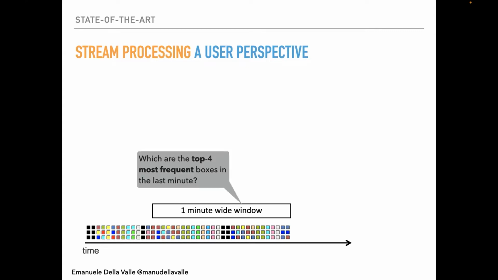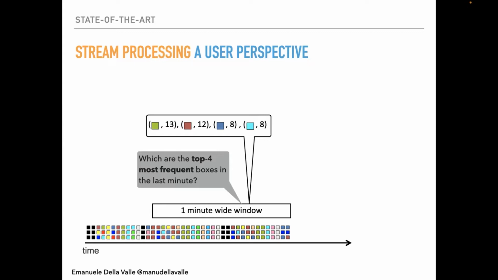So one possible question will be, which are the top 4 most frequent boxes in the last minute? That of course requires to open this 1 minute wide window. And then you go and you look into the colors, and you may have an answer that it is, for instance, there are 13 green boxes, 12 red boxes, 8 blue boxes, and 8 light blue boxes. It's important to understand that while the data pass through the window, the answer will change. As we said before, it will be a stream of answers.